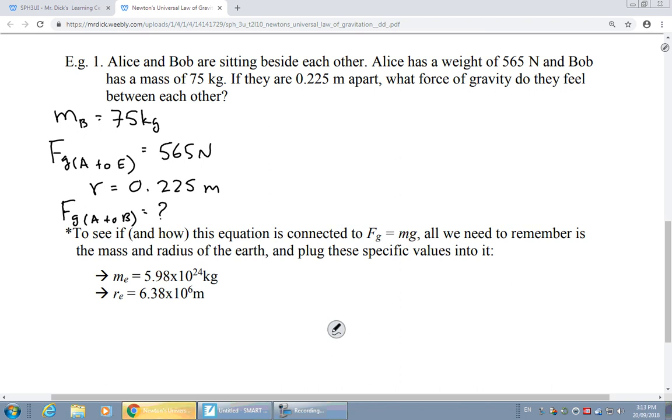And so we almost have everything we need to plug directly into our new formula. But we just don't have the mass of Alice yet. We have her force of gravity on Earth. So we need to take a little step to find her mass. Because remember, if we know the force of gravity between Alice and Earth, we know that more specifically it's equal to the mass of Alice multiplied by little g.